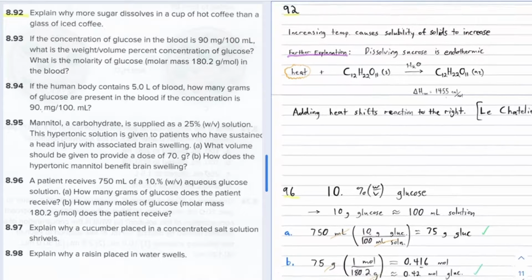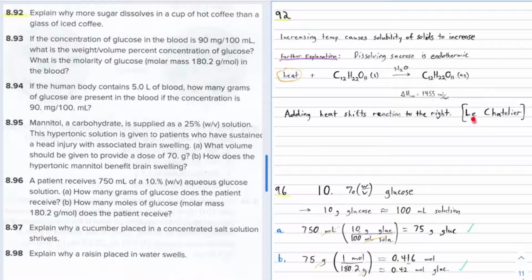And if you remember Le Chatelier's principle of chapter 6, where you've got an endothermic reaction, and you add a little bit of heat, you increase the temperature, it's kind of like you're adding reactant that causes it to shift to form more products. So dissolving sugar in water is endothermic, so increasing the temperature is like adding reactant. It causes it to shift to the right, so more of it can be dissolved.